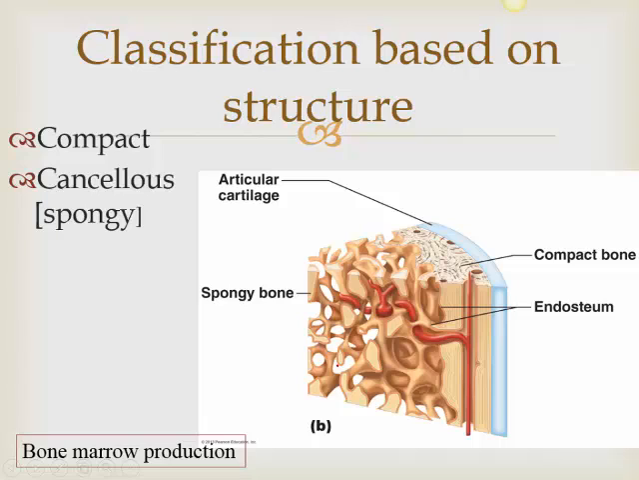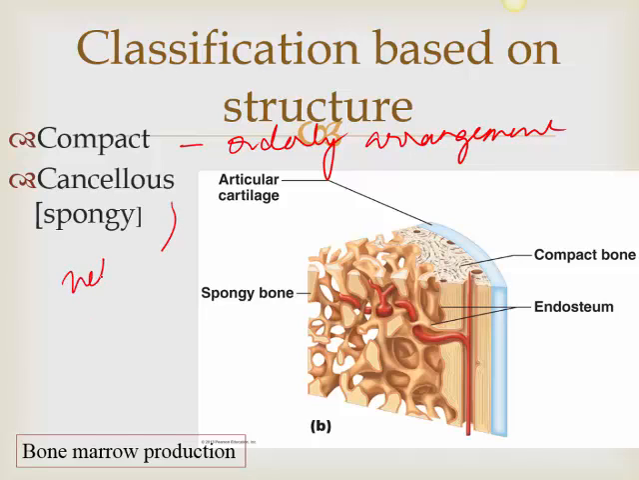So as with everything else, let's look at how we classify bones. One is a structural classification based on the type, how the bone is arranged. Based on that, we have bone as compact and cancellous. Compact means it's a very orderly arrangement. And cancellous is where instead of an orderly arrangement, it's more like a network. And this network has a lot of spaces inside, and those spaces are filled with bone marrow.